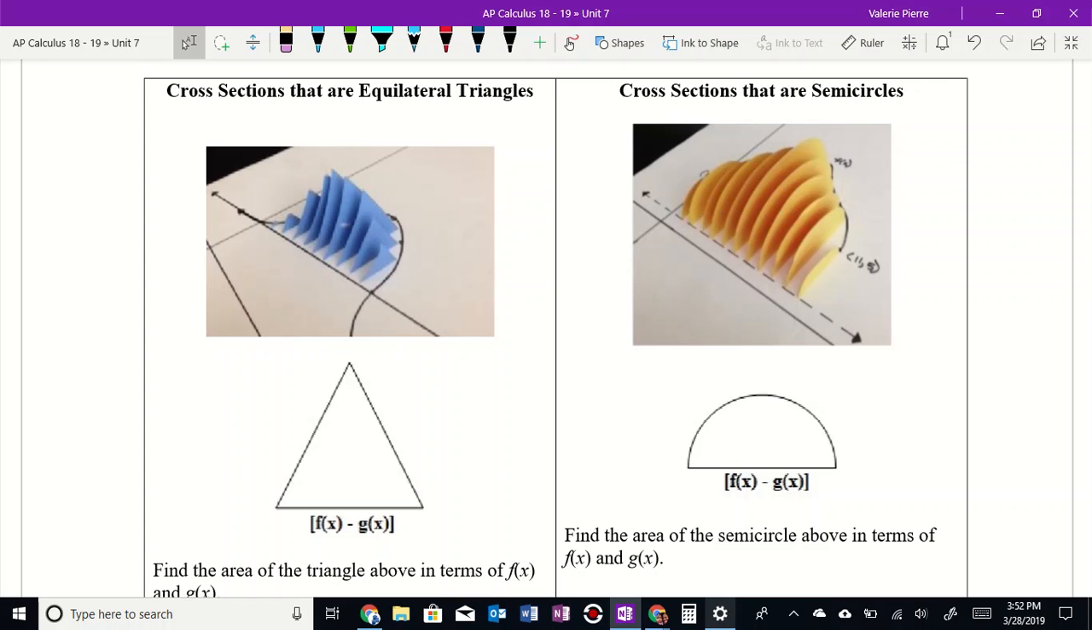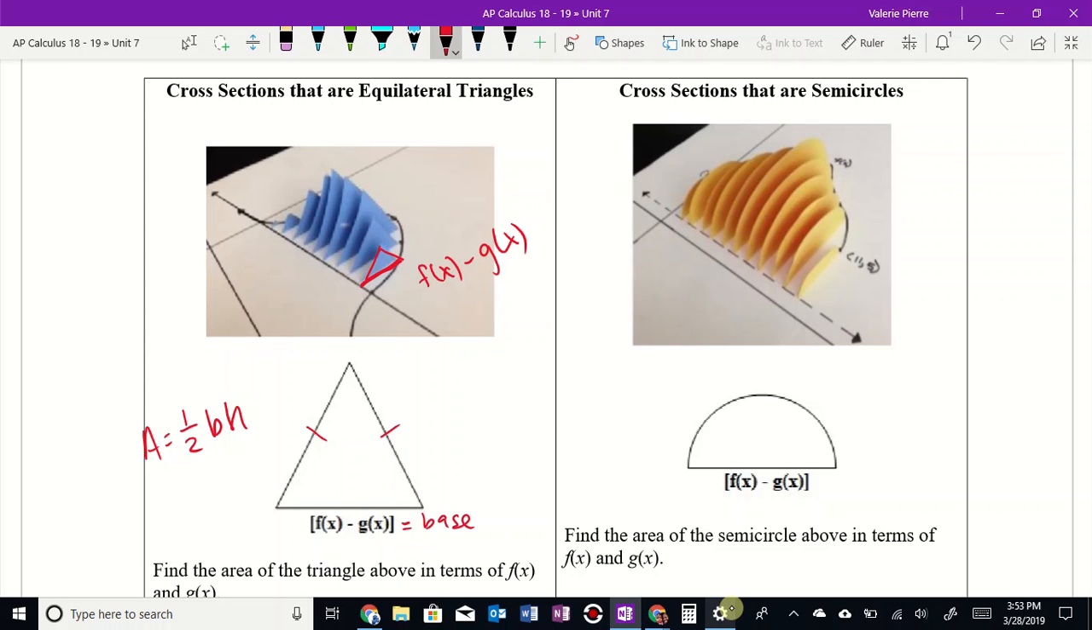So now we're going to look at cross sections that are equilateral triangles and cross sections that are semicircles. Equilateral triangles are the triangles where all the side lengths are the same. So if we look at this cross section, the base of this triangle is again going to be some upper function f of x minus some lower function g of x. To find the height of this triangle, we know the area of a triangle is 1/2 base times height. Our base is f of x minus g of x.